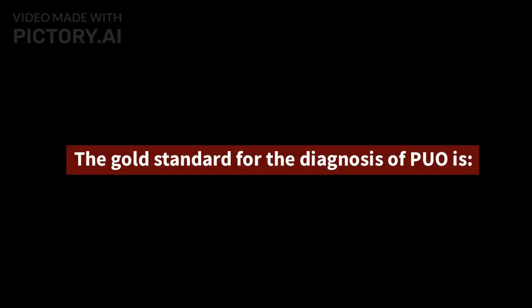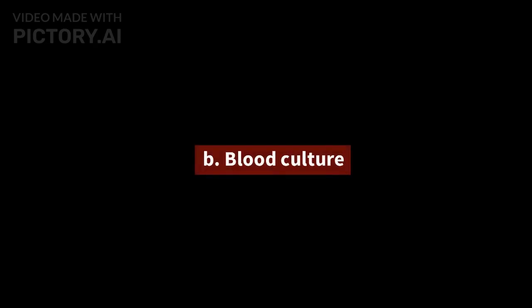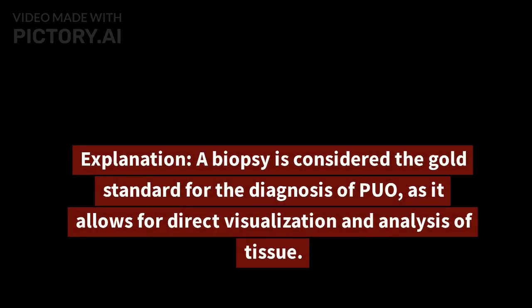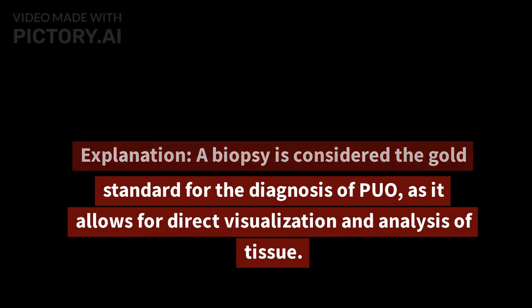5. The gold standard for the diagnosis of PUO is A. Imaging studies. B. Blood culture. C. Biopsy. D. Polymerase chain reaction, PCR. Answer: C. Explanation: a biopsy is considered the gold standard for the diagnosis of PUO, as it allows for direct visualization and analysis of tissue.